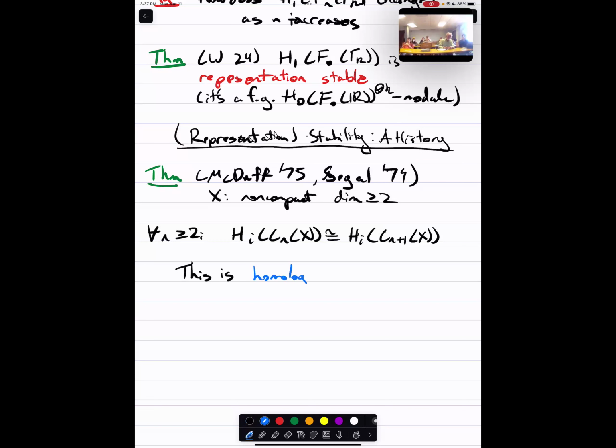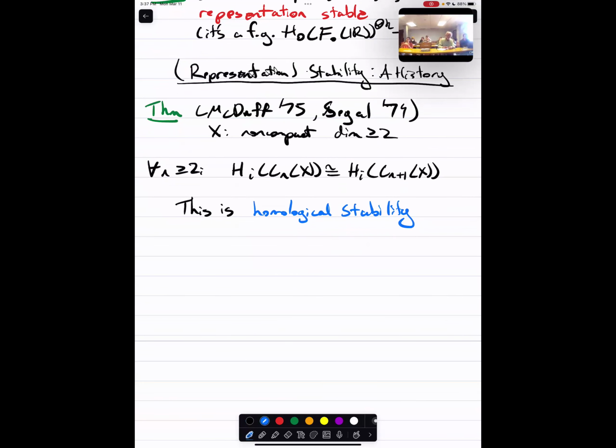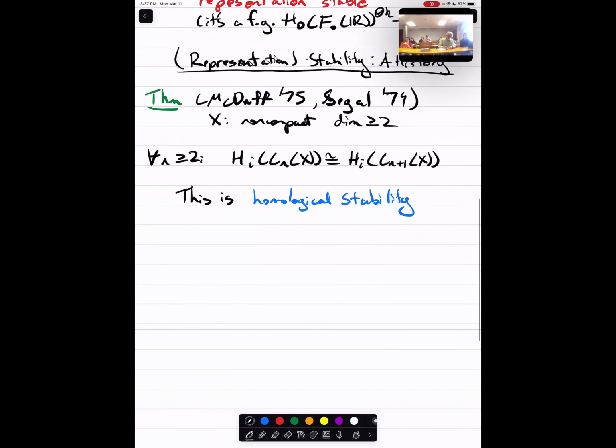Homological stability. And right, we want to know, how does this homological stability arise? Well, it comes from maps on configuration space that add a particle at infinity.